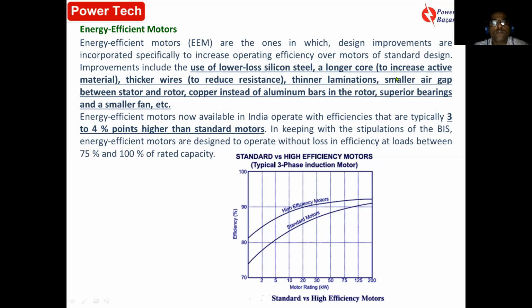Smaller air gap, so that the magnetizing current does not have to travel much, so a smaller air gap between stator and rotor. Copper instead of aluminum bars. When you use copper, you will get good efficiency, because your I square R loss will be lower. Superior bearing, smaller fan. Because of this technology, this high efficiency motor has good efficiency.